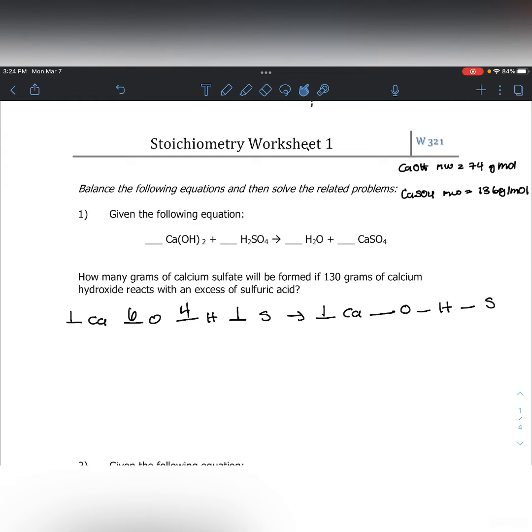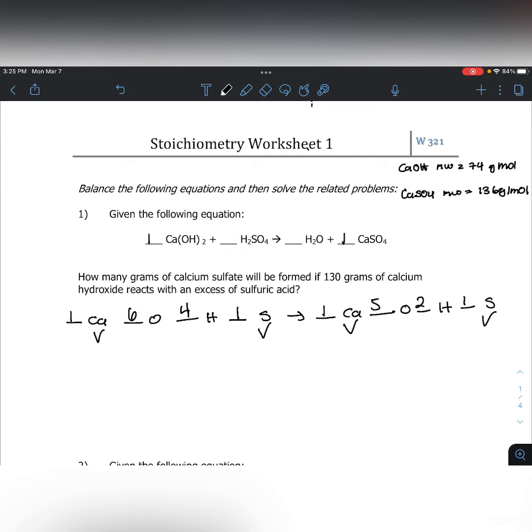And then let's see what we have on the right-hand side. We have 1 calcium. How many oxygens? 4 plus 1, that should be 5. How many hydrogens? We have just 2 right here. And how many sulfur? Should be just 1. So it seems the calcium is pretty balanced. If I put 1 here and 1 here, that means I have 1 calcium. That checks out. Now let's try to balance the sulfur. We also have 1 on both sides, so that looks good.